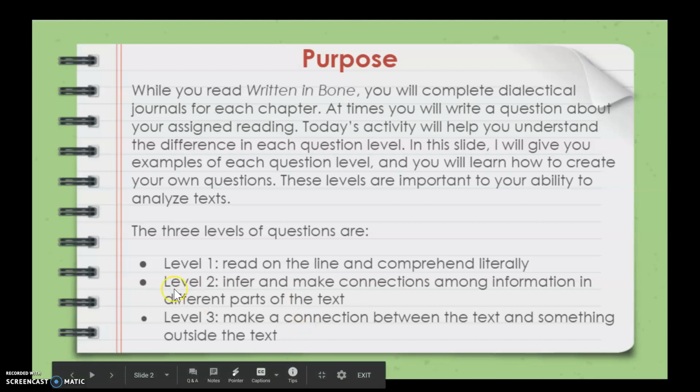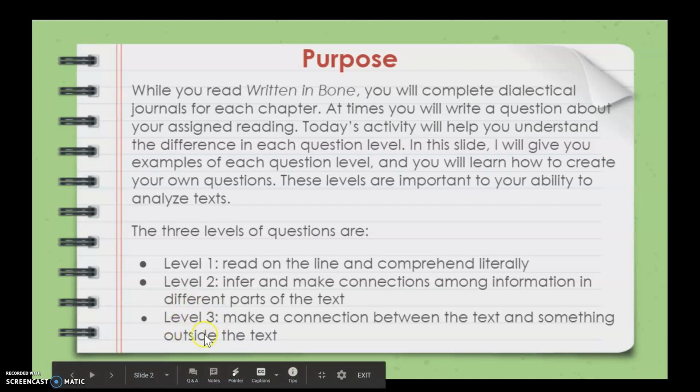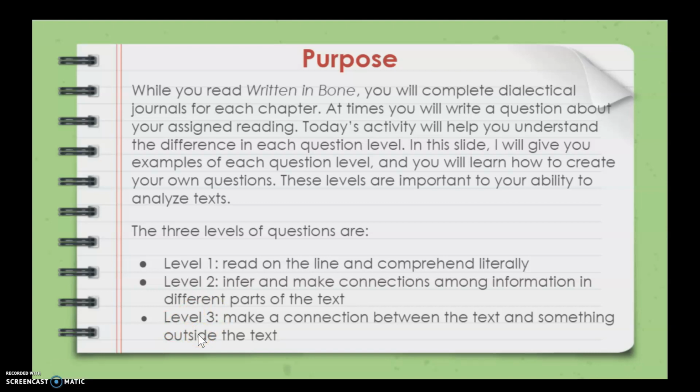We have 3 levels of questions. Level 1 means that you read on the line and you comprehend it literally. So you are literally asking a question that you can find explicitly in the story. Level 2 is a little more difficult. This means that we have to infer and make connections among information in different parts of the text. And then level 3 is the most advanced. We're making a connection between the text and something outside of it, something dealing with the text and something else in the real world.